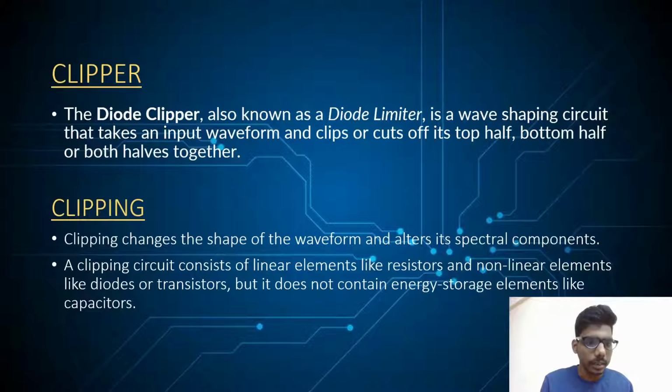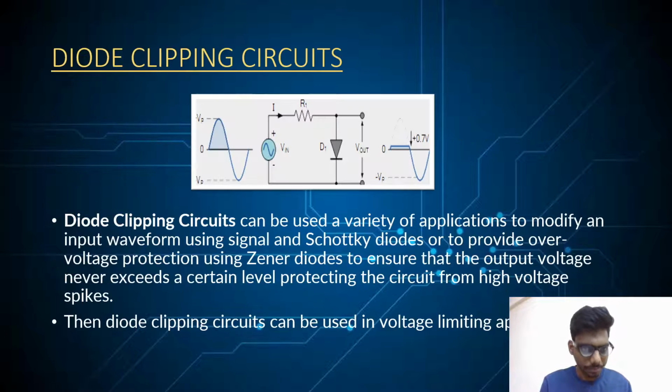So here comes the clipping. Clipping changes the shape of a waveform and alters its spectral components. A clipping circuit consists of linear elements like resistors and non-linear elements like diodes or transistors, but it does not contain energy storage elements like capacitors.